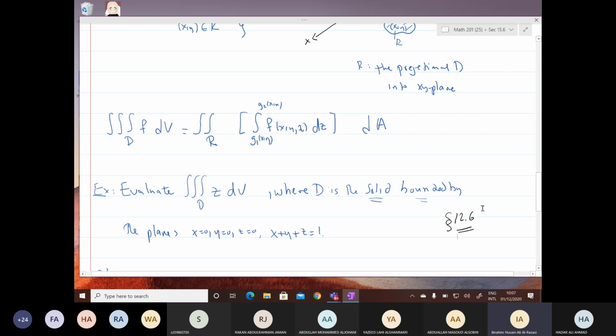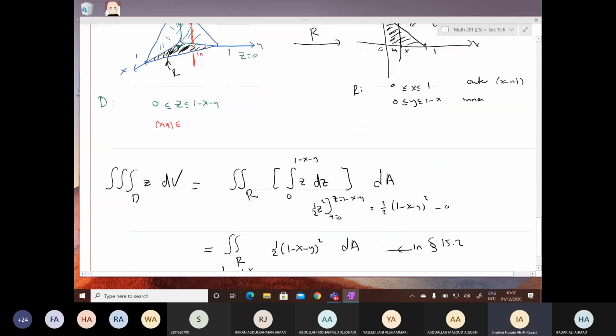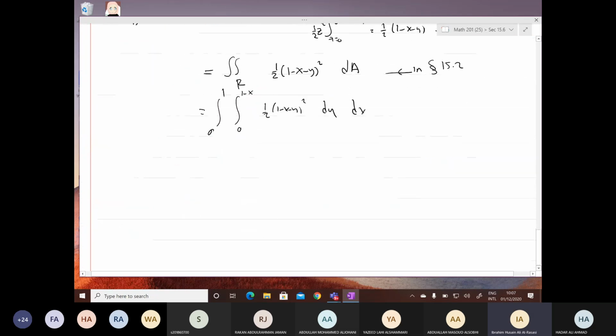So you have to sketch. You have to review section 12.6. Okay. Now this is the evaluation. This is what we did last time, so I will not go through it. Now we give another example. So we stopped here, and now we continue with another example. Let me give you a new example here.